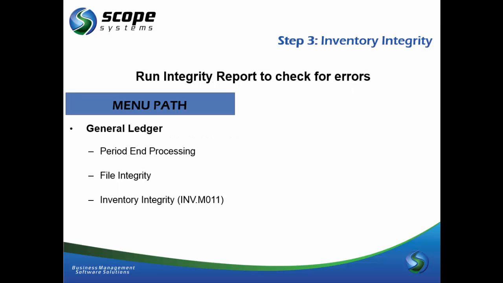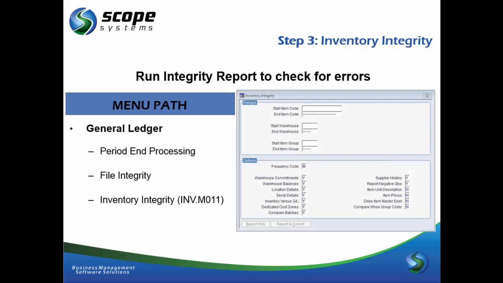Step 3. Running the inventory integrity. Menu path General Ledger, Period End Processing, File Integrity, Inventory Integrity. We need to make sure that all inventory errors are corrected before rollover. We have different frequency modes: daily, monthly, and user-defined. For monthly, it's preferred to use monthly checks, or alternatively, use the user-defined, as it will give you more checks than the daily.